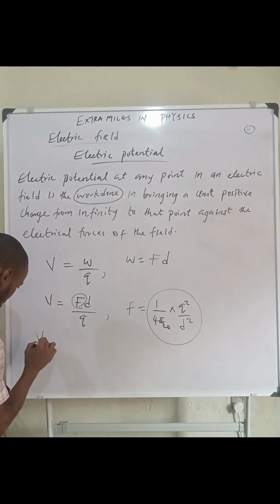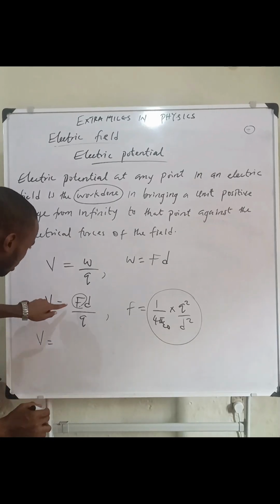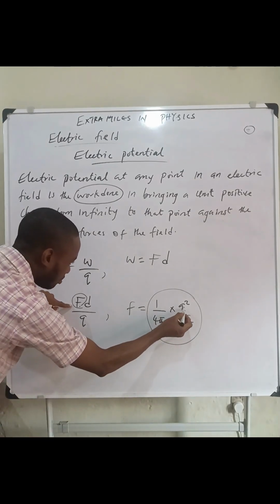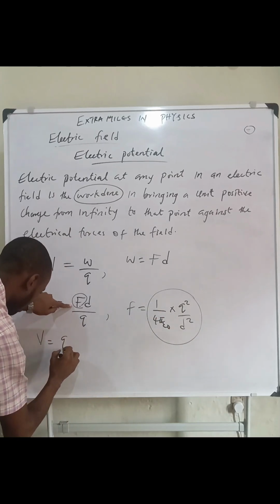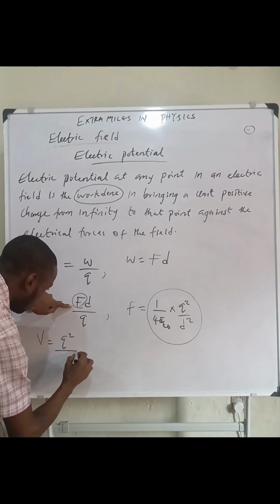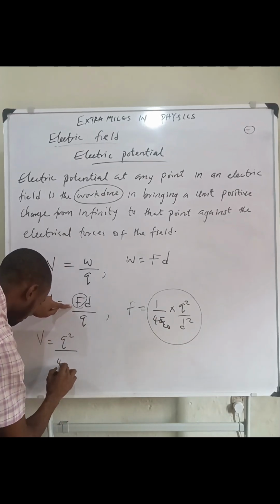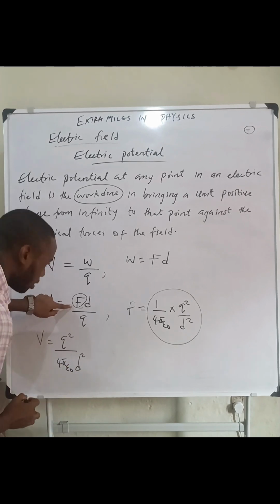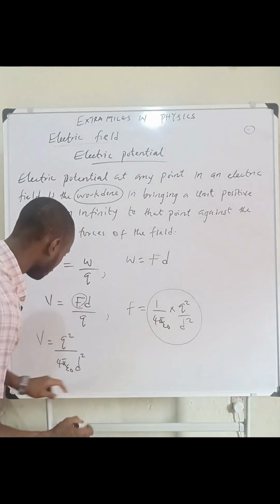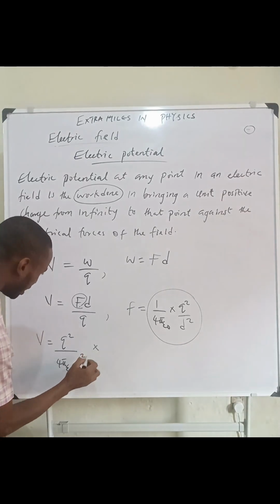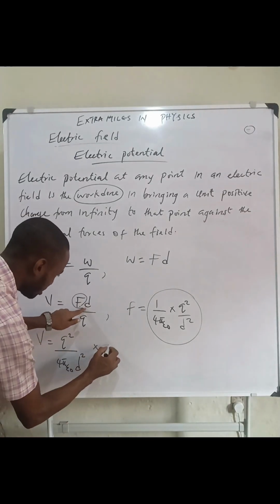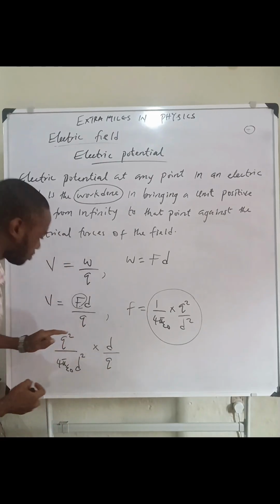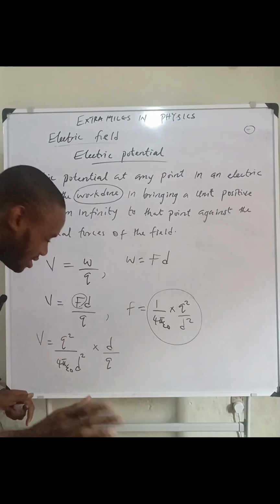So when we do that, what do we have? We have that our V here will equal our force. Now force is, let me multiply this, Q squared over 4 pi E naught D squared, right? This is my force. Then multiplied by the distance here, over charge. I believe this is clear.